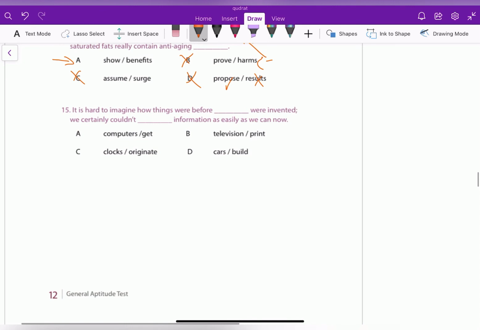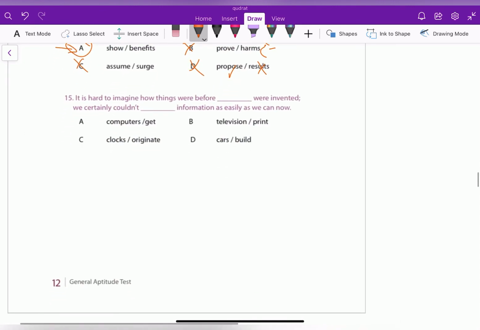Okay, so number 15. It is hard to imagine how things were before blank were invented. We certainly couldn't blank information as easily as we can now. So, it's hard to imagine how things were before computers were invented. We certainly couldn't get information as easily as we can now. We can automatically infer that the answer is A, but let's look at the rest of the choices.